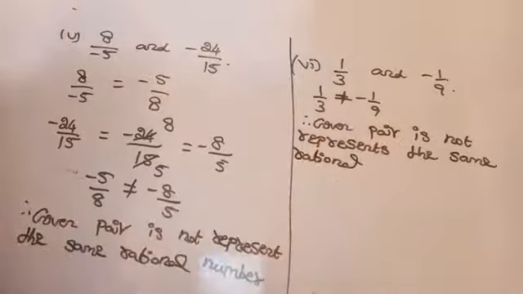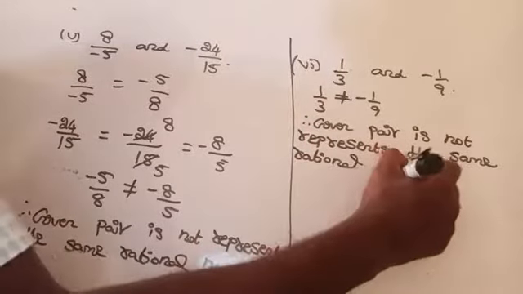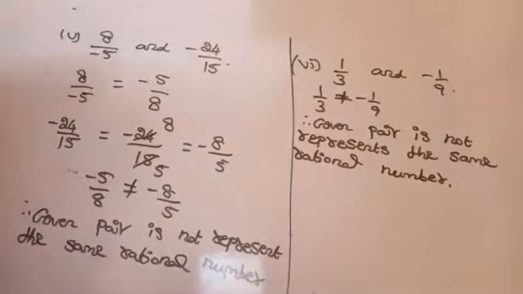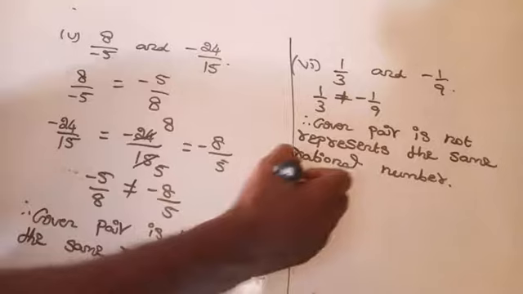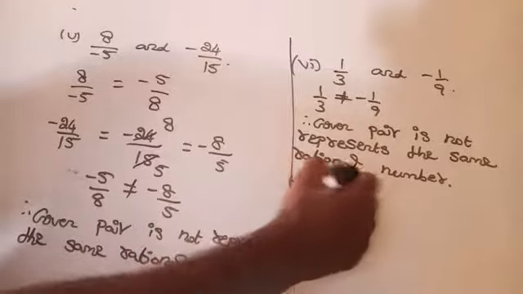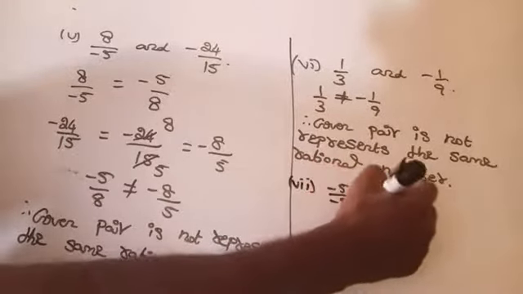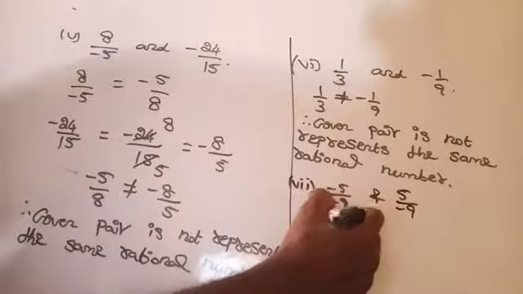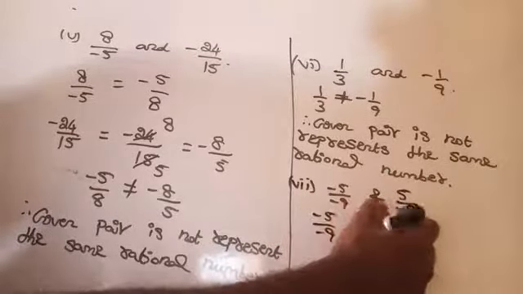The given pair does not represent the same rational number. Am I right here? Yes. Last part in this question is minus 5 by minus 9 and 5 by minus 9. So minus 5 by minus 9 means 5 by 9.